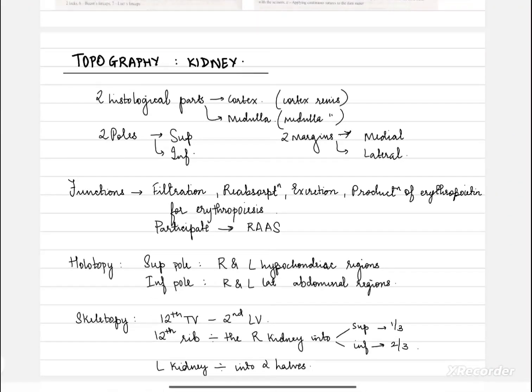Now we move on to the topography of the kidney. In the topography of the kidney, we would see the morphology. There are two histological parts, cortex and medulla. There are two poles, superior and inferior, and two margins, medial and lateral. What is the function? Filtration, reabsorption, excretion, production of erythropoietin for erythropoiesis, and participation in the RAS, the renin angiotensin aldosterone system.